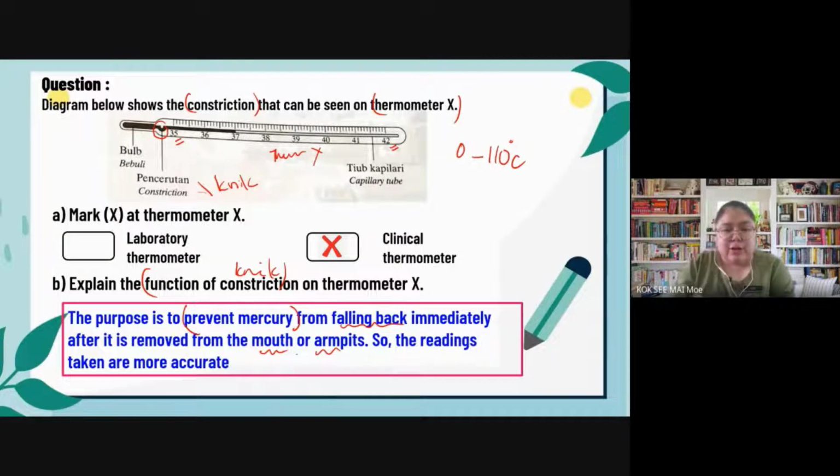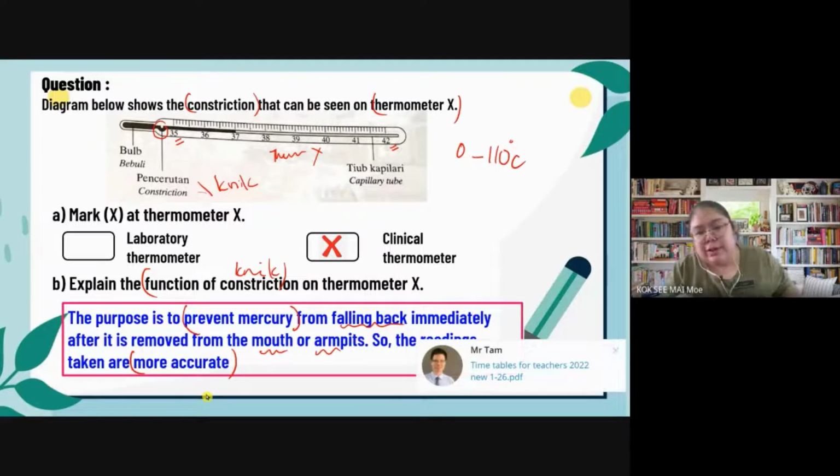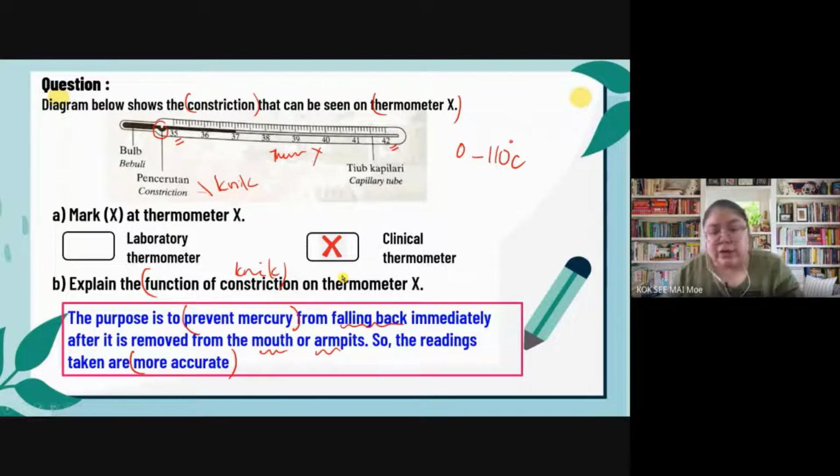So the reading is more accurate. You never tell me, you just put it in already, then you take it out, the mercury keeps dropping. No, you need to wait some time for it to drop. Okay, so what's the function for this one? The kink, to prevent the mercury falling back. Yeah, so this is one of the questions they will ask for the clinical thermometer.